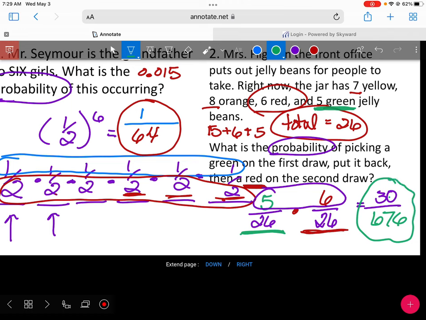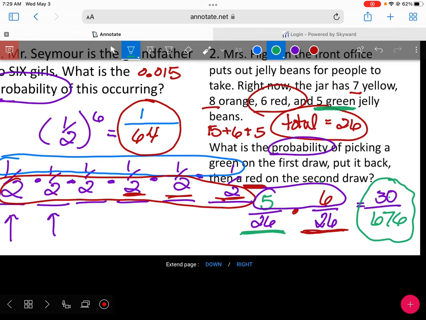So the probability, you multiply each of those together and get 30 out of 676. Yes. Why do we have to multiply them together if they were talking about the same? They are talking about them separately, but for that second draw, you are going to need to multiply.